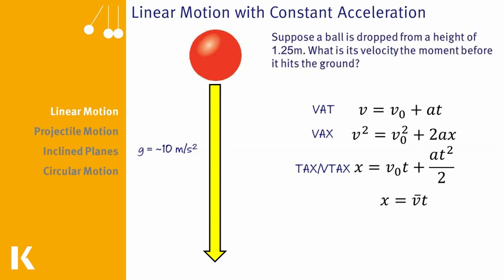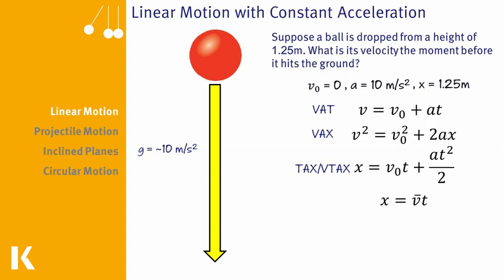Let's work this example. The first thing we need to do is assess what variables we have and what variables we need to solve for before we decide which equation will help us. If the ball is dropped, it is initially at rest with v initial of 0. Gravity is the force acting, so acceleration is 10 meters per second squared. We're also given how far the ball falls, 1.25 meters. And lastly, we need to solve for its final velocity.